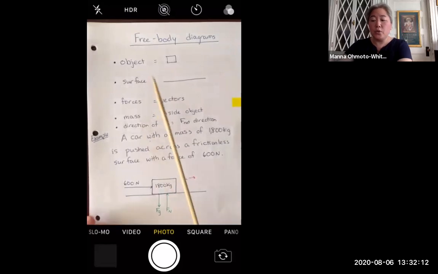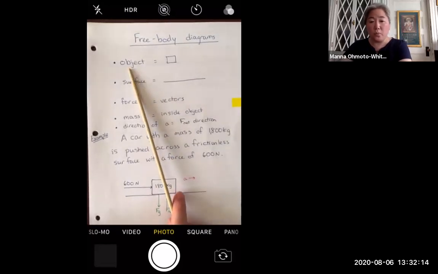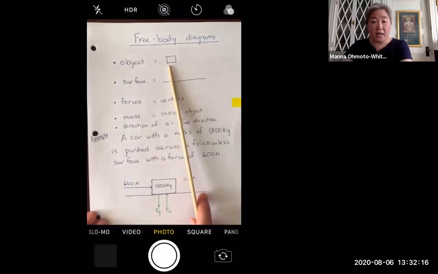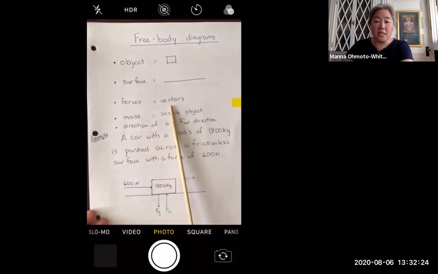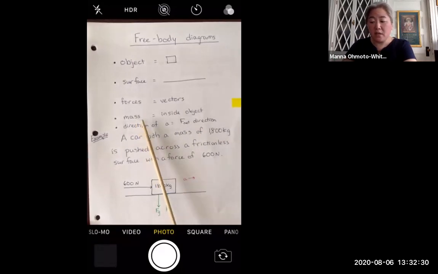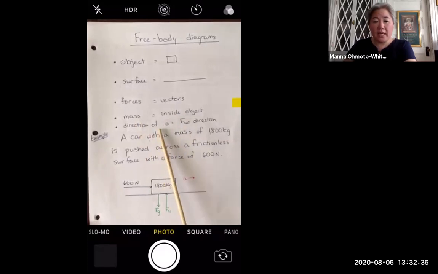A couple things. We usually draw the object, no matter what it is, as a rectangle or a box, and the surface as a straight line. Forces are vectors, so we draw them as arrows showing the magnitude and the direction, and the mass of the object is usually just written inside the object with the units. And the direction of a is usually in the same direction as F net.